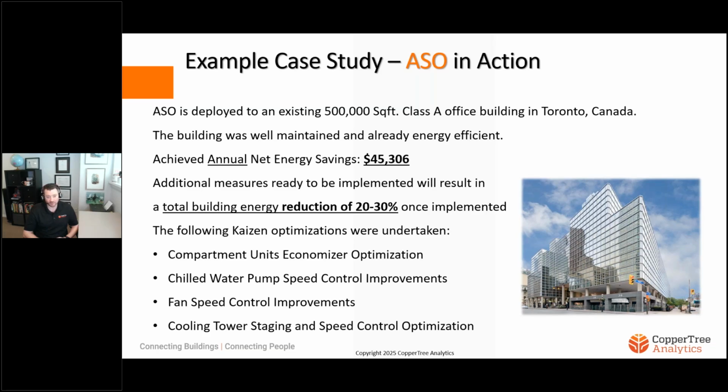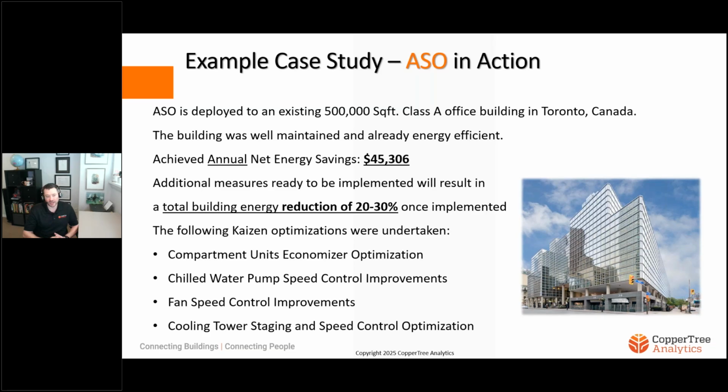So we did compartment unit economizer optimization. We did some chilled water pump speed control improvements and fan speed control improvements, as well as some staging and speed control optimization. So 4 measures were implemented across the building. But with the application of all the other ones, we've already modeled out a 20 to 30% full building optimization in energy, with pretty much no capital. There's no requirement for capital to be deployed. We're not upgrading HVAC systems. We are fine-tuning ones that already exist in place.